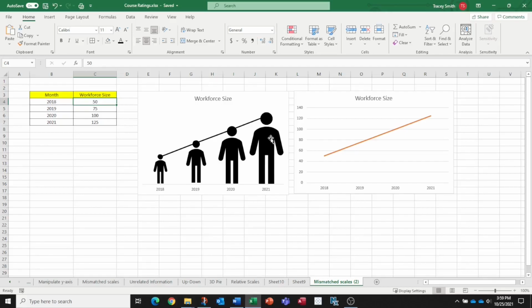So while these do look visually more interesting, I tend to stay away from these. And while my graphs may not be as exciting as what comes out of the marketing department, I do aim to minimize the chances of somebody misinterpreting the information that I'm presenting.